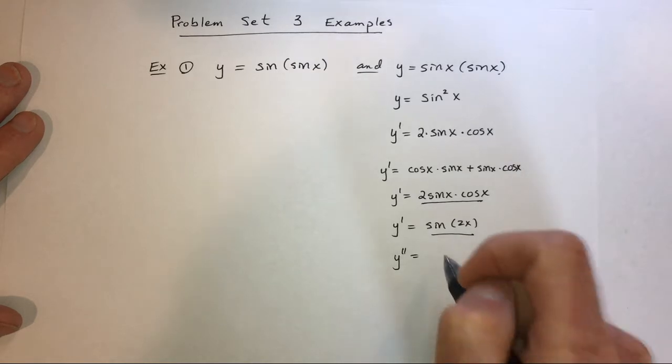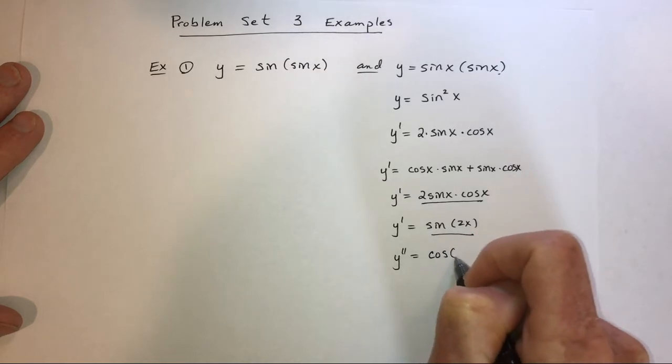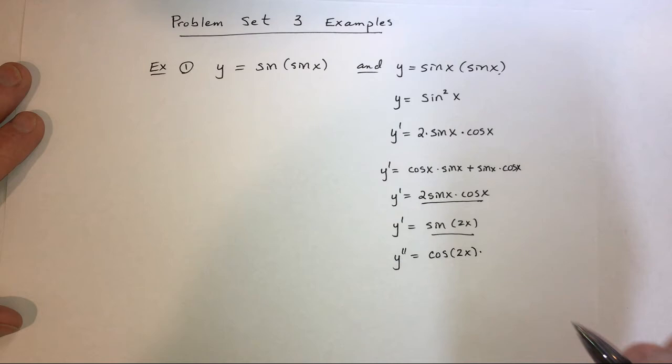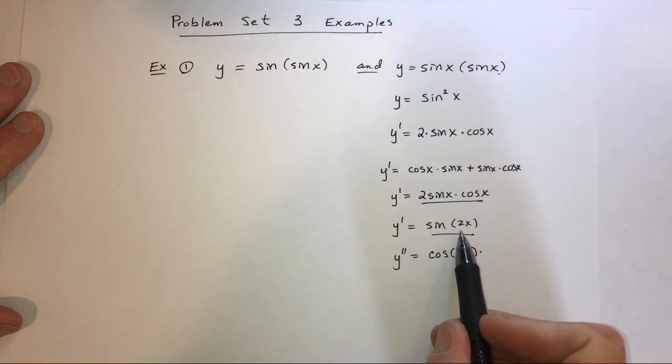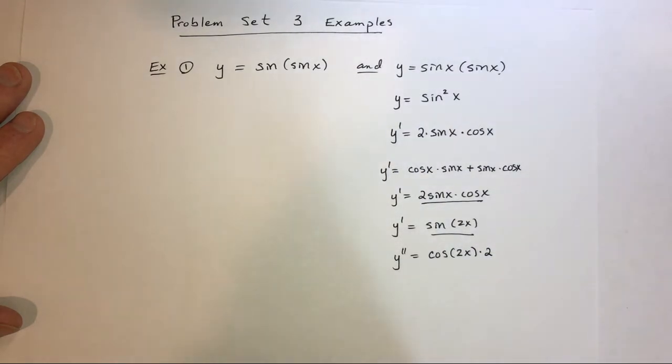So then the derivative of sine would be cosine, and then do the chain rule, take the derivative of this 2x and multiply. And then that would be the second derivative, just one extra step.